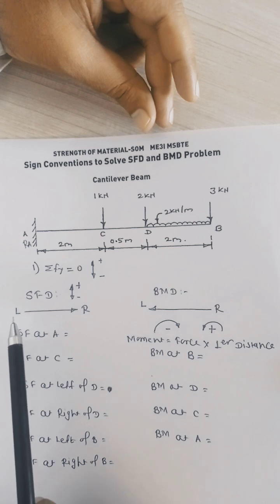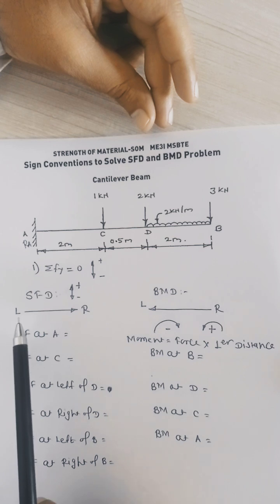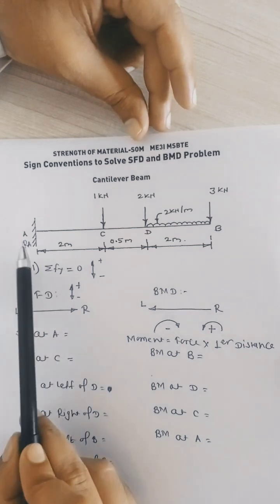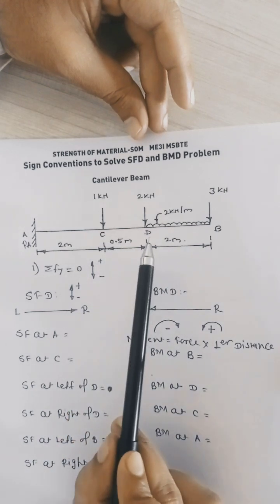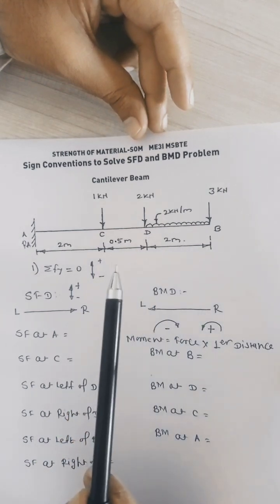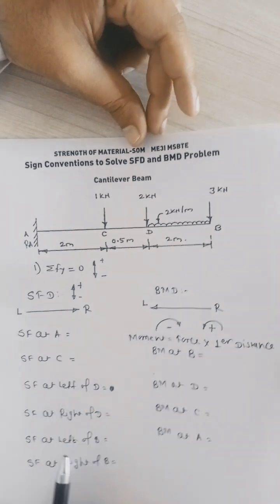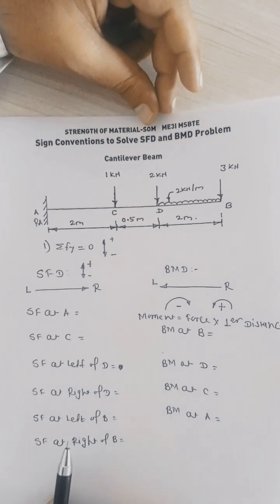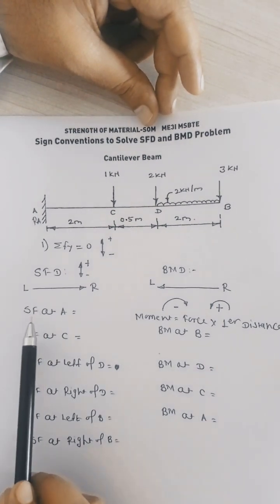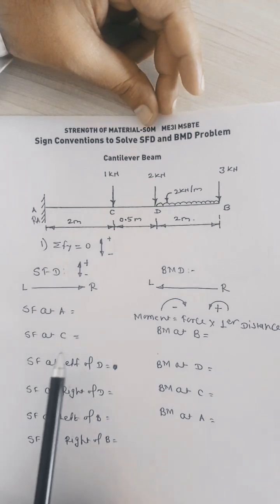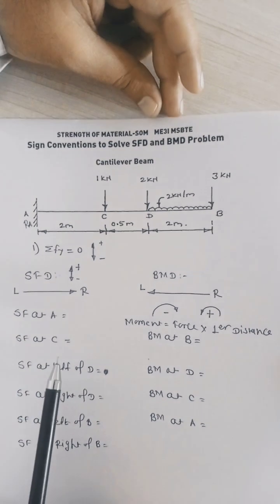We have to move from the left-hand point to the right-hand point, that is, from point A to point C to point D and to point B. So how do we write the name sequence to calculate the SFD? Shear force at point A, shear force at point C. Now look at the diagram.